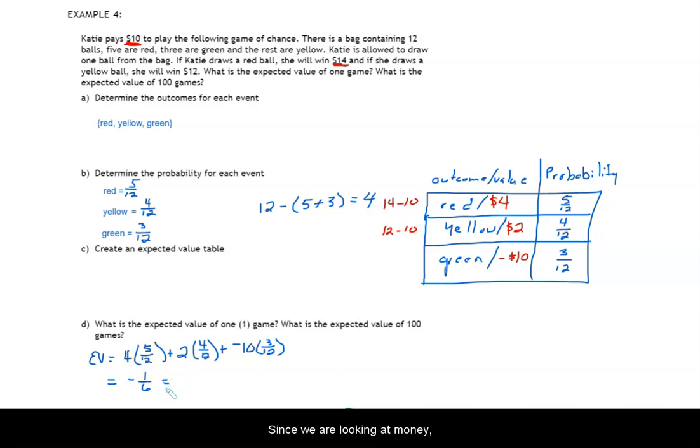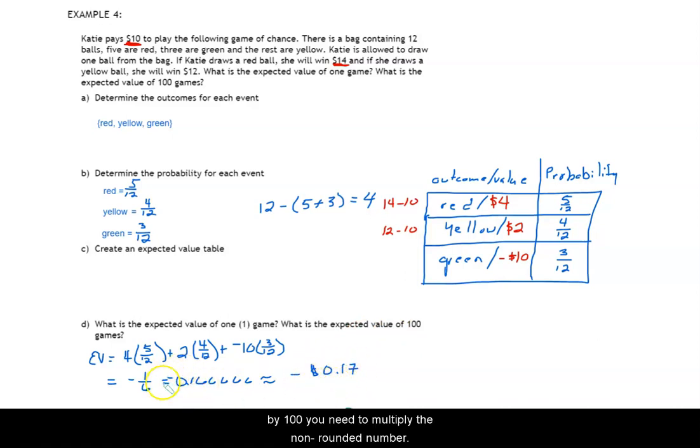Since we are looking at money, we're going to turn that into a decimal. So negative 0.166666, and it keeps repeating. Since we are talking about money, that's going to be negative. And rounding that would be 17 cents. So in this case, this would definitely not be a good game because in the long run, you're going to be losing money. Okay? For our expected value, make sure you don't multiply this number by 100.